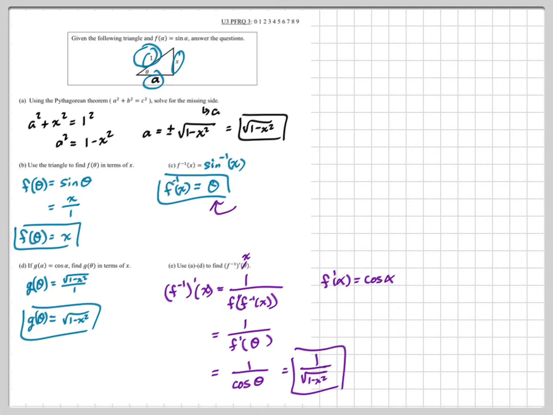And holy snap, check that out. That is our formula: the derivative of sine inverse. That's pretty cool. That's rad.